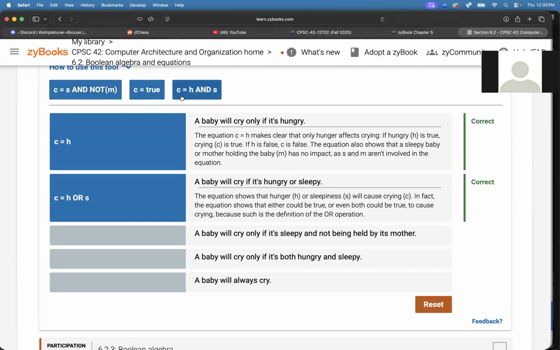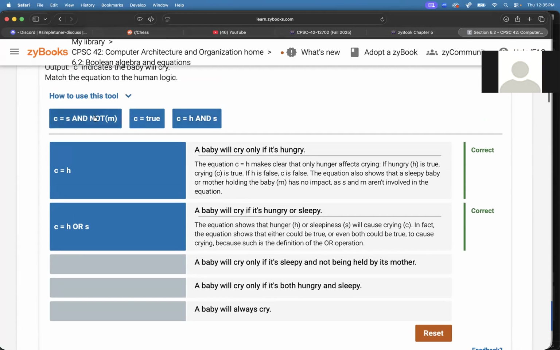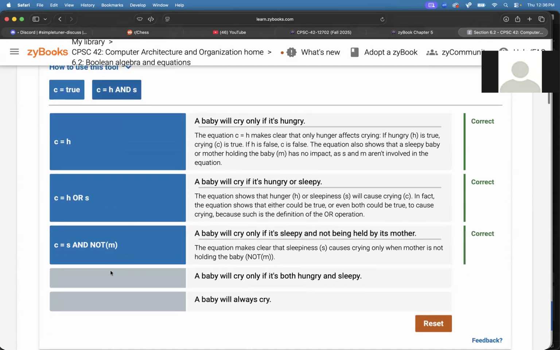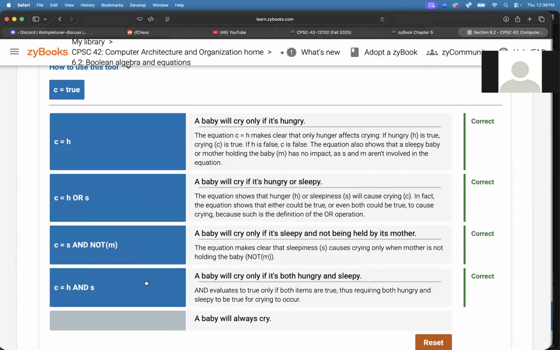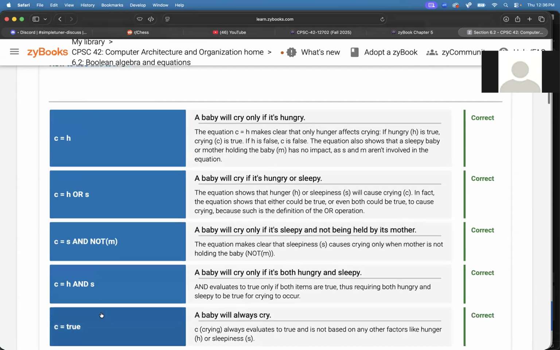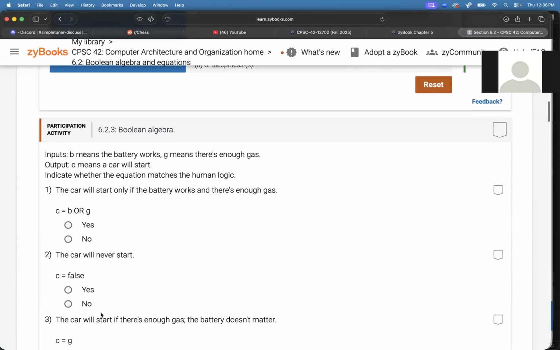Oh, S and not M. I said S and not held by mother was M. So that's S and not M. So it's this one. Hungry and sleepy. Baby will always cry. Cry equals true. Cool.